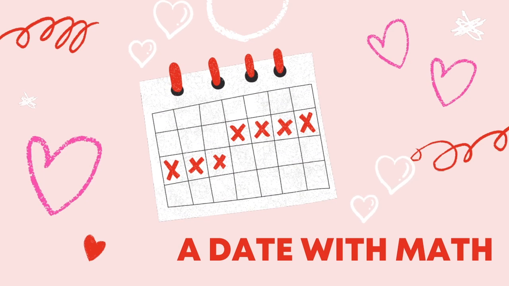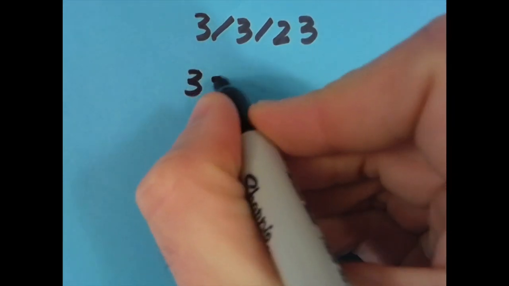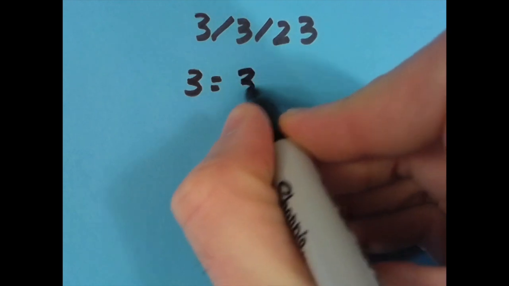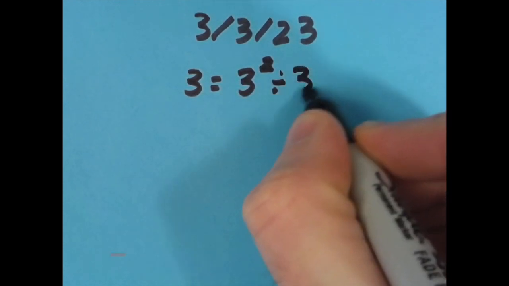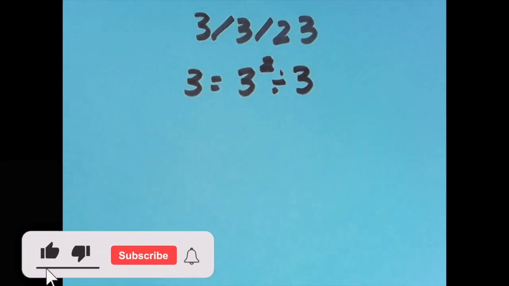A day with math. Hello, today is March 3rd, 2023, or 3/3/23. And what I'd like to do today is to make an equation out of the digits in today's date, and I want to keep those digits in order. I said that 3 equals, then I did 3 squared, so that's 9, and then 9 divided by 3, that's just the 3. So I did that, but I tried it some other ways.